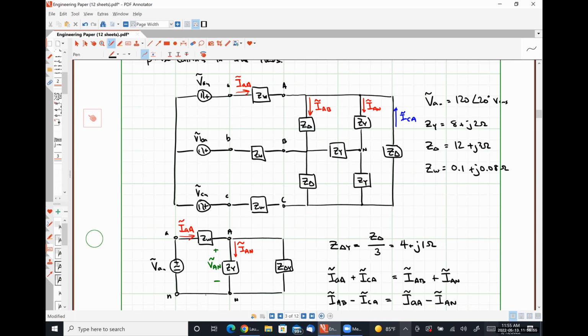So a phase current is a current that flows through a single phase of a source or load. So IAB is a phase current because it's flowing through this phase of the delta connected load. IAN is a phase current because it's flowing through this phase of the Y connected load. IAA is a line current because it's flowing through the transmission line.